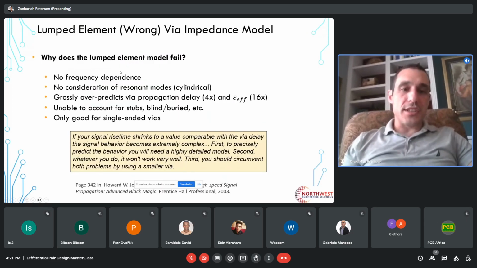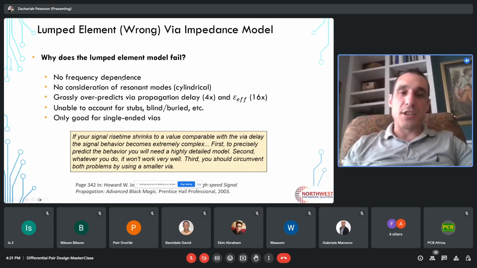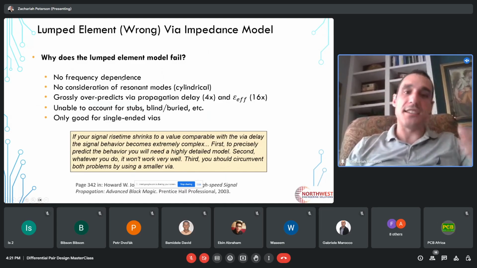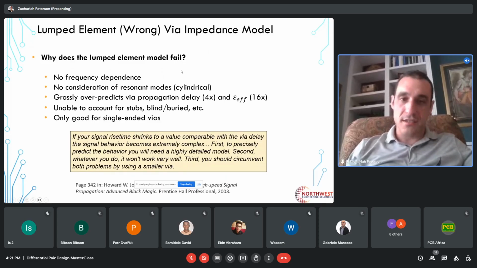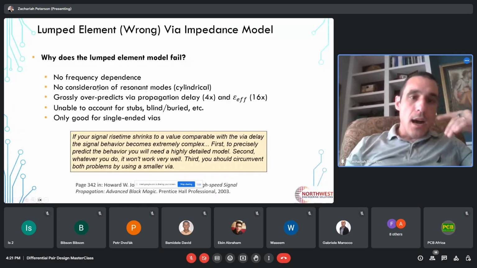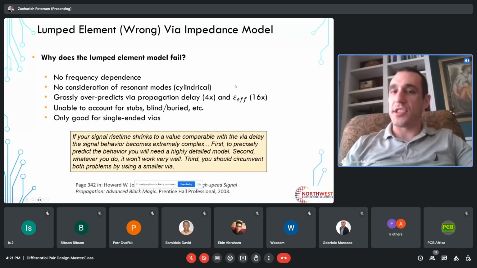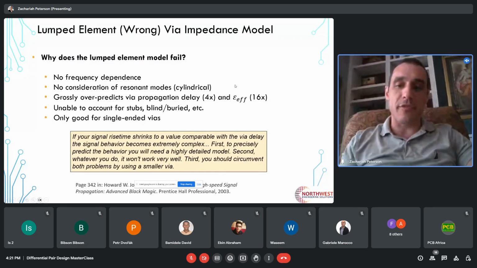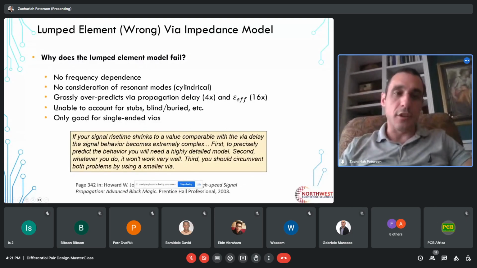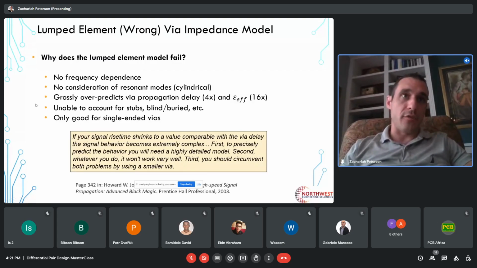The other reason that it fails is that there's no frequency dependence. And as we just saw in the case with stubs and in the examples I've shown earlier, there's always frequency dependence on the impedance. And we know that, because otherwise we wouldn't have these dips, these peaks and valleys in the return loss spectrum. Also, there's no consideration of resonant modes, which happens when the via stops behaving as a quasi-TEM via and starts behaving as an actual resonator, which actually does happen within the bandwidths associated with 224G PAM4 signals.